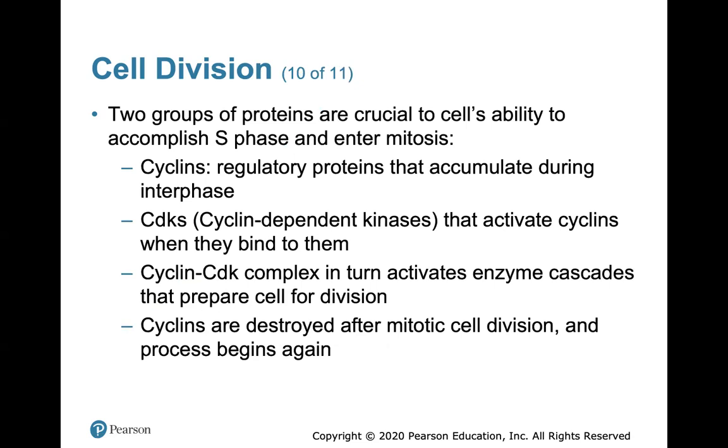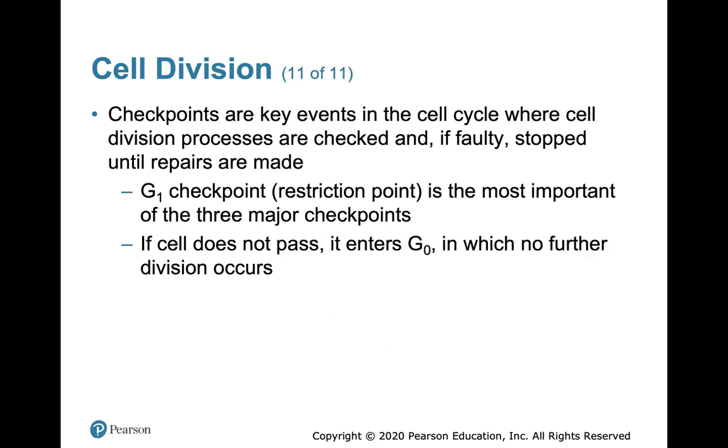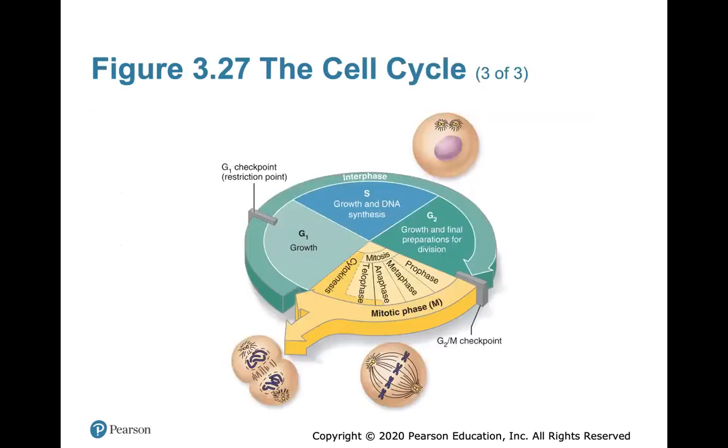Two groups of proteins are crucial to the cell's ability to accomplish the S phase and enter mitosis. These are checked, and if something is wrong, the cell reboots itself. So again, to look at the cell cycle, we just went through interphase and mitosis, the mitotic phase.